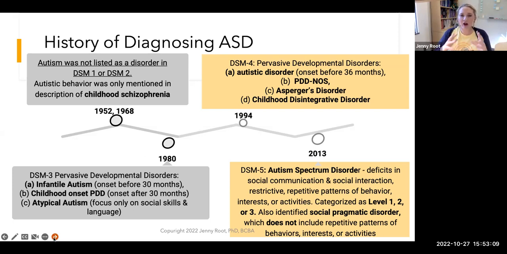And so we now have autism spectrum disorder, characterized, as I went over a few minutes ago, by deficits in social communication, social interaction, and restrictive, repetitive patterns of behavior, interests, or activities. And it is now categorized in 3 levels. So it's either considered level 1, 2, or 3. And that was based on the level of support an individual needed.